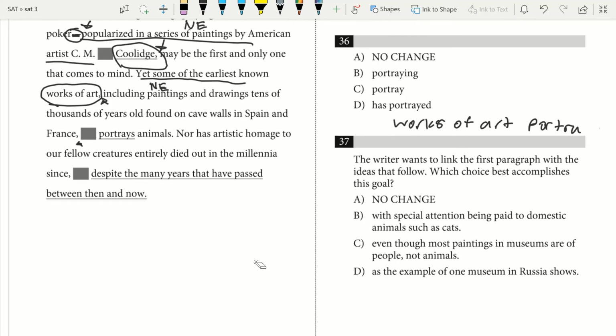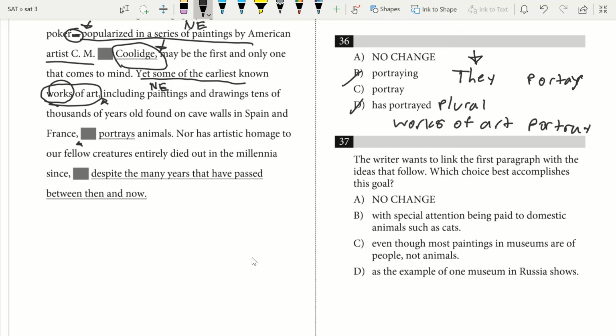Not portrays animals, the works of art portray animals, right? And another way to think about it is when we see works of art, that's going to be plural. So if you weren't sure whether to use portray or portrays, what you'd do is think of a word that's plural. So we could say they, and we'll do they portray, right?